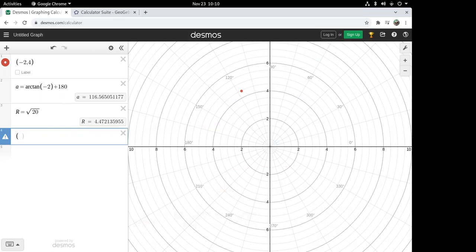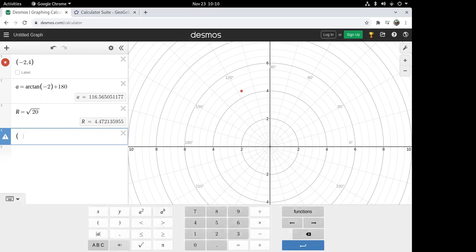So square root of this number here, so the square root of the square root of 20, which I can just do square root of r to get that. It's about 2.1. And then we want to multiply that by the cosine of our alpha over 2, which I'm calling a here, so just a over 2, comma, or we would write plus i on paper. We'll do that in a moment.